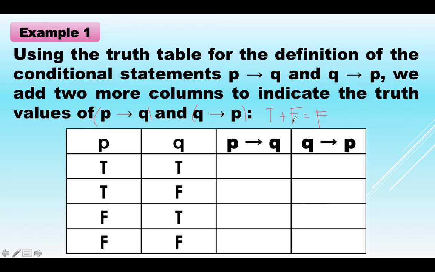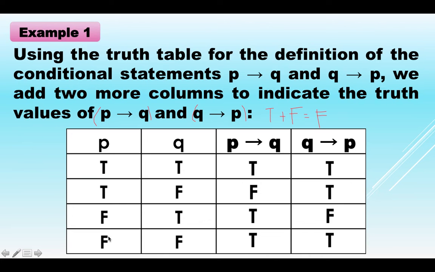So, for this P implies Q, these are our answer. As you can see, we have dalawang true, so true, dalawang false, so true, false, true, but still true, and TF equals F. For Q implies P, so this will be baliktad ang pagkuha. We will start with the Q. So, true, true, so that is true. FT, that is still true. TF, that is false. And FF, that is true.